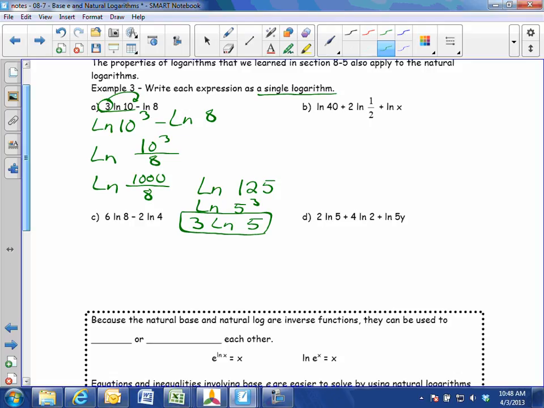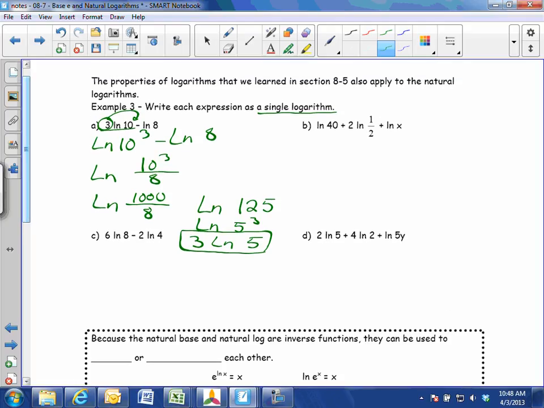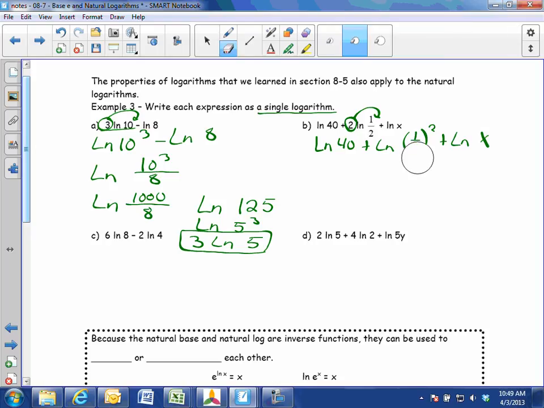Alright, let's try B. The same idea as what we did before, except instead of log base 10, we're working with natural logs. Alright, what are we going to do first on B? Coefficient into the exponent. Yep, get this coefficient and put it as an exponent. So we'll have natural log of 40 plus natural log of one half squared plus natural log of x. Well, what's a half squared? It's 1/4, so I'm just going to rewrite 1/4.